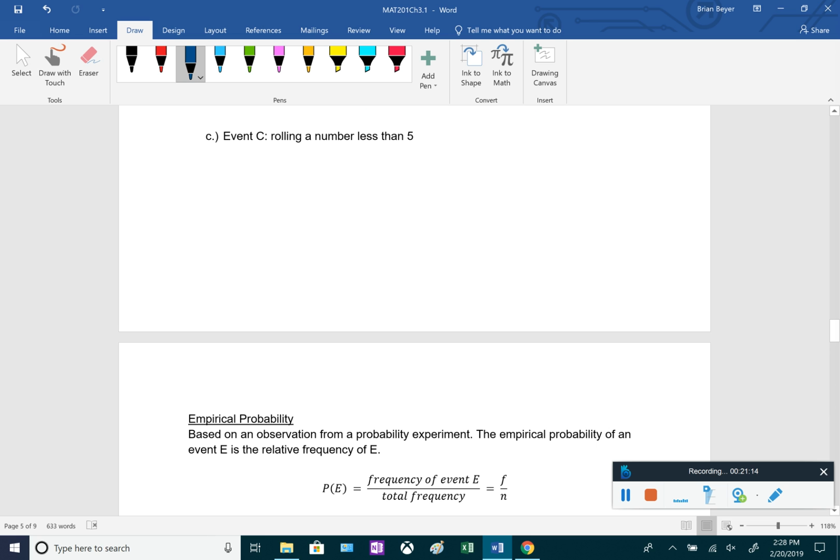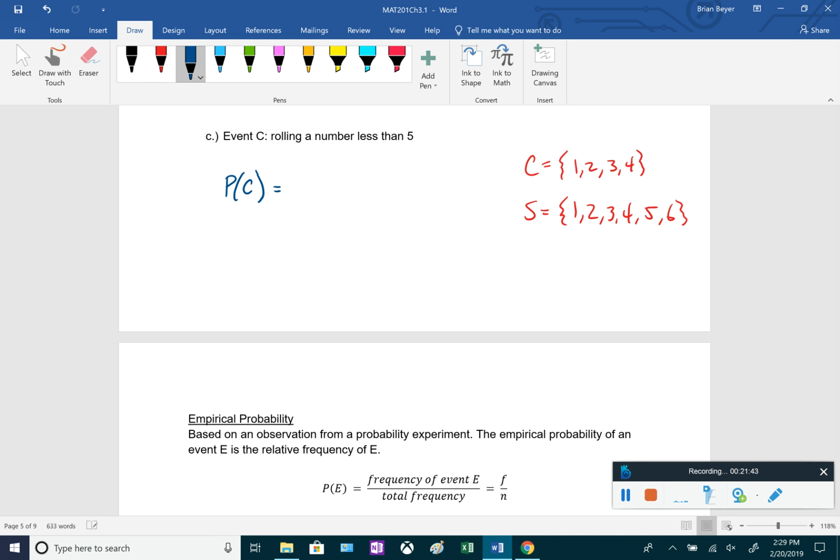Okay, let's make it a little bit more difficult here. Event C, rolling a number less than 5. So we want the probability of event C happening. Let's see what outcomes satisfy event C. The numbers less than 5 are 1, 2, 3, and 4. The sample space, once again, is 1, 2, 3, 4, 5, and 6.